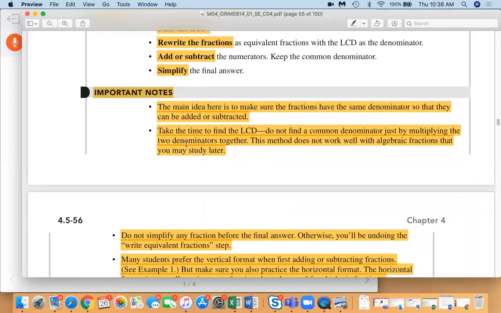Do not find a common denominator just by multiplying the two denominators together. This method does not work well with algebraic fractions that you may study later. That's an important thing. You do need to understand how to find the LCD.